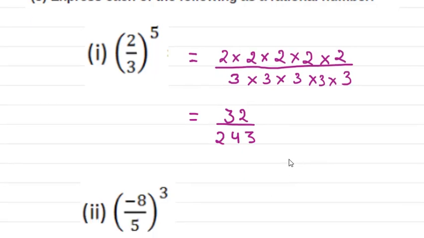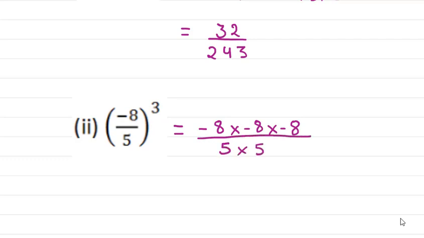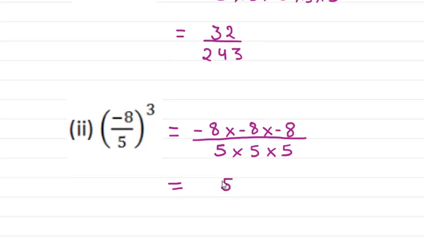The same way I've taken the second part also. You can check out the second part. In the second part we have minus 8 to the power 3 by 5 to the power 3. So in the numerator minus 8 will come 3 times. So it is minus 8 into minus 8 into minus 8 divided by 5 into 5 into 5. Now again you have to multiply minus 8 three times. So it will be 8 8s are 64, 64 into 8 is 512.